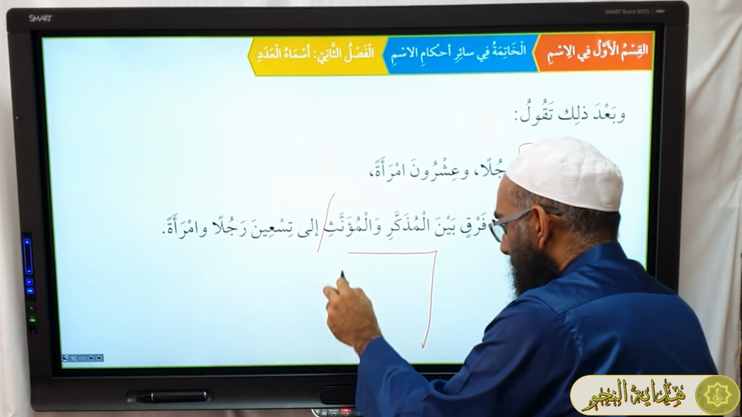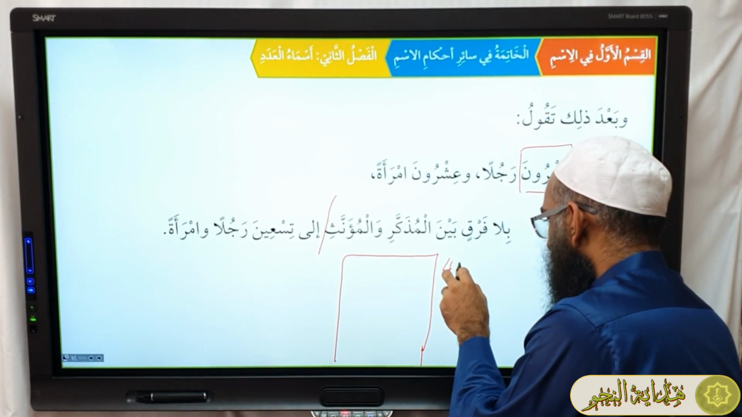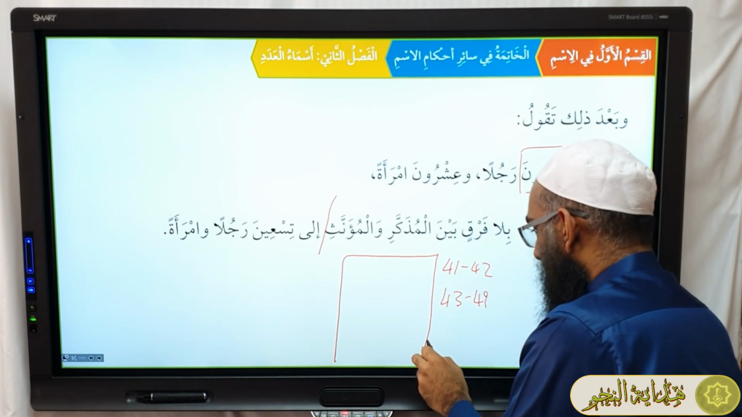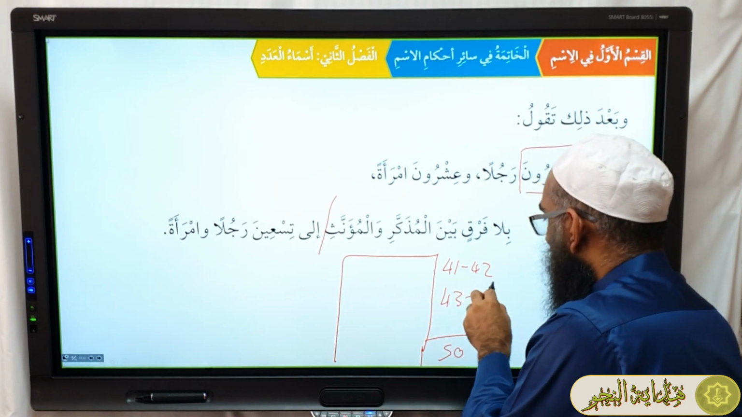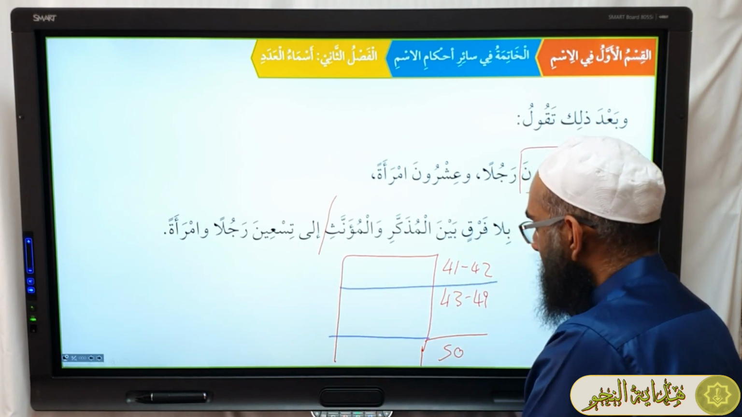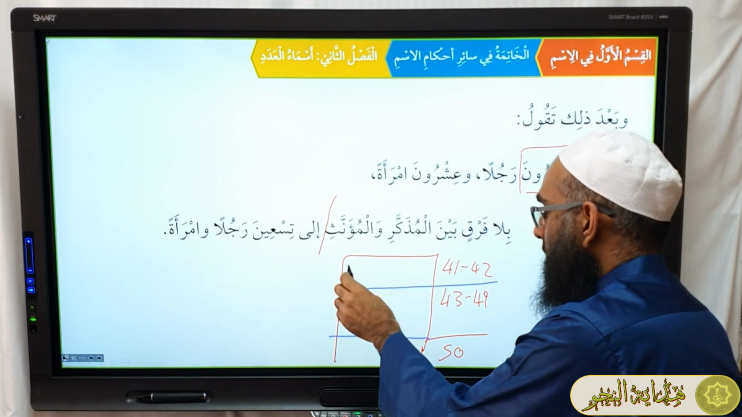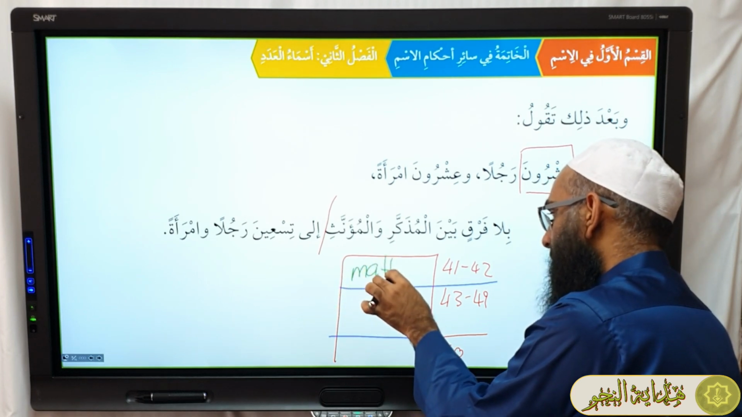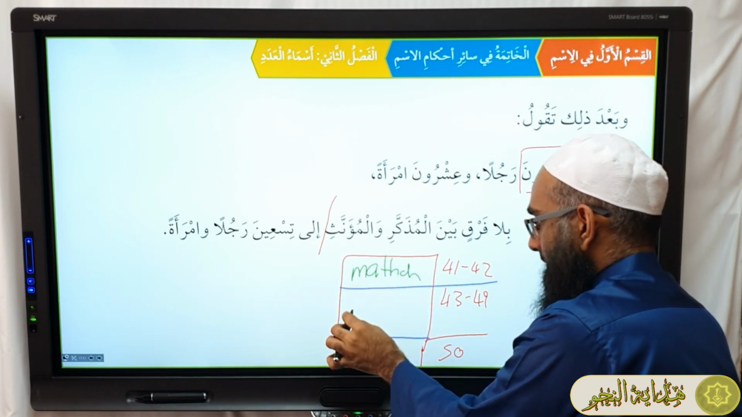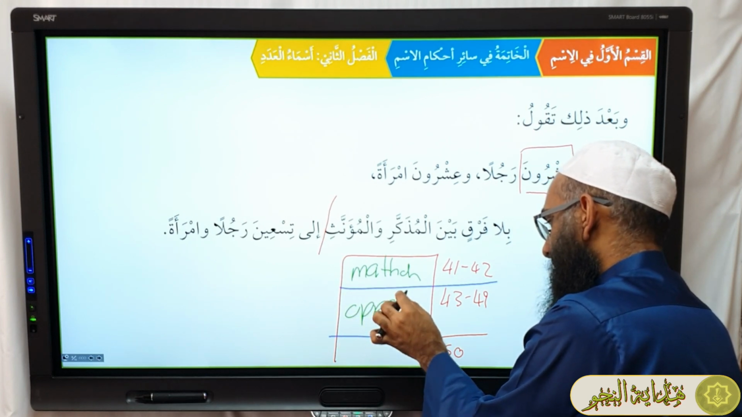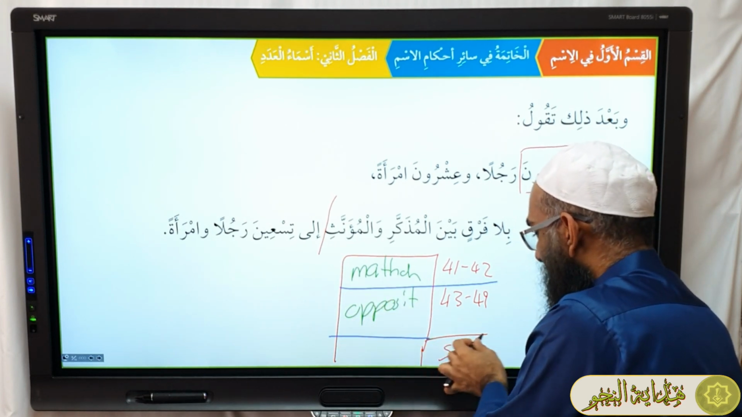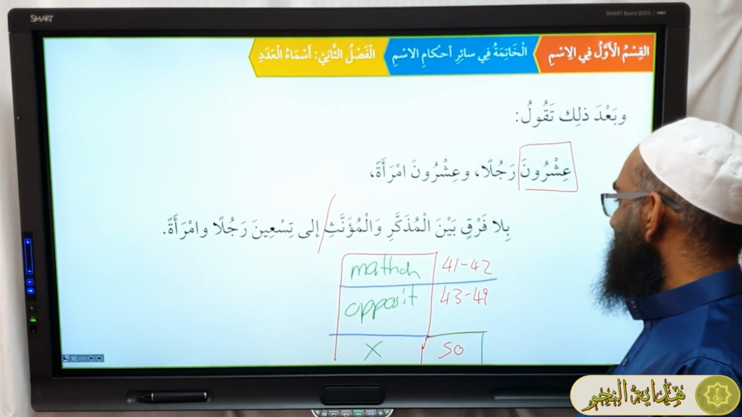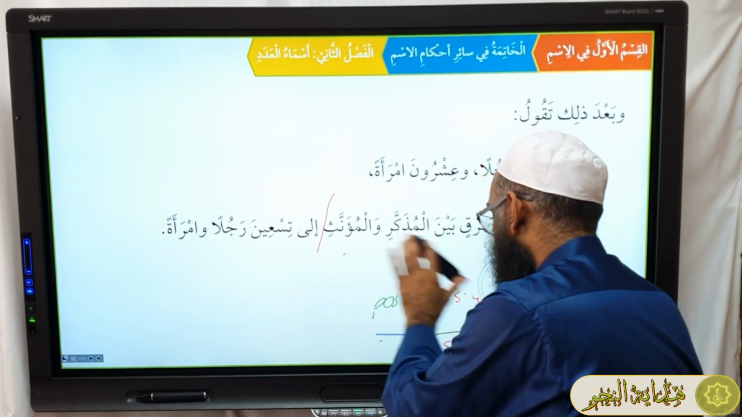Let's say, for example, we're talking about numbers 41, 42, 43 to 49, and 50. What's going to happen? 41 and 42. What's going to happen in terms of gender? Match. 43 to 49: opposite. And 50 plus, the last number is going to be neutral. There's no gender. Okay? Understood?